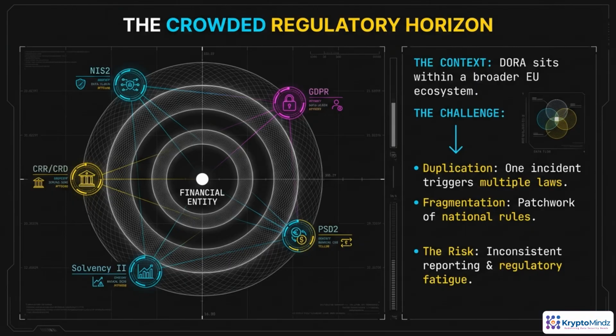Financial entities now operate under a dense web of EU rules. Prudential regulations like CRR and Solvency II, sector-specific rules like PSD2, horizontal regimes like GDPR, and on top of that, NIS2. The challenge isn't just the number of laws, it's the overlap. A single cyber incident can trigger several notifications, each with different thresholds, formats, and timelines. That duplication and national variation increase cost and confusion, and they raise the risk of fragmented, low-quality reporting.